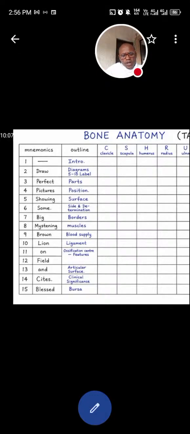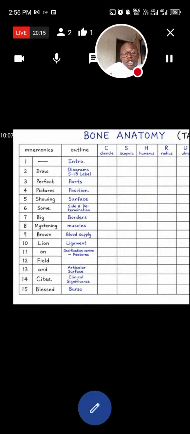Now, let's get straight to the point. We are starting anatomy 256. Bones. To study bone, if they say write on the gross anatomy of bones, there are several kinds of bones.